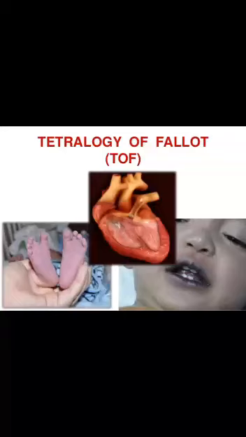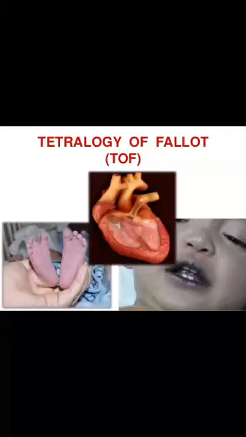So, what is tetralogy of Fallot? A congenital heart condition involving four abnormalities occurring together, including a defective septum between the ventricles and narrowing of the pulmonary artery, accompanied by cyanosis. It is called tetralogy of Fallot.